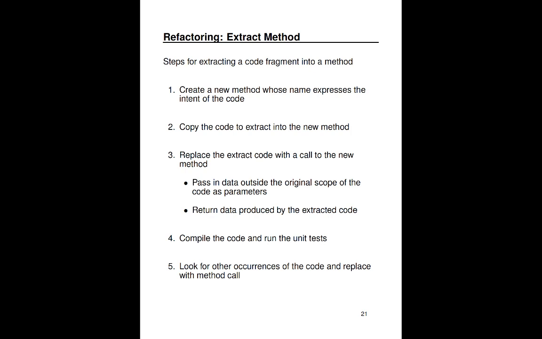So how exactly do you extract a code fragment into a method? Well, you create a new method and give it the name that you believe clearly expresses its intent. Then you take the code that you want to extract and copy it into the new method, and replace that extracted code with a call to that new method. And of course, if there's data that it needs, you need to pass that in as parameters, so anything that's outside that block of code that was copied. And then, of course, that new method might return some data that the extracted code created. Then you compile the code and you run the unit tests. And also, it's a good time to look for other places where that same code might exist and replace it with that method call.